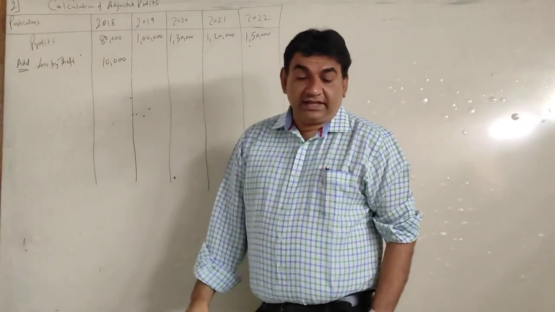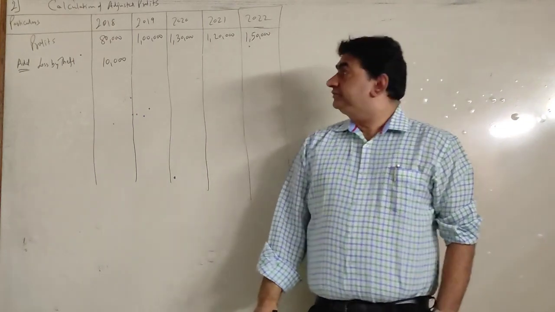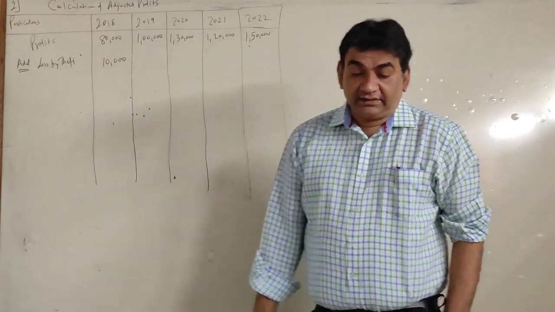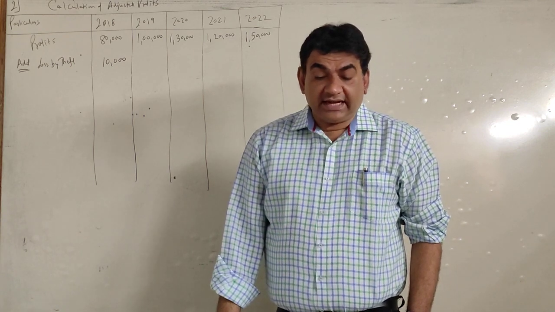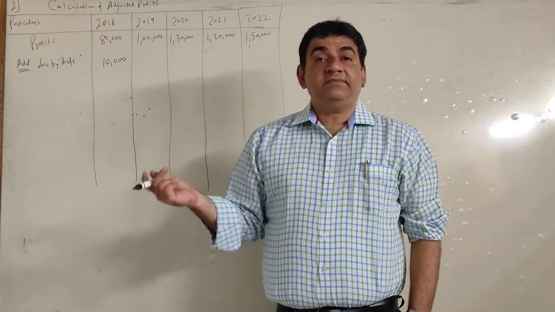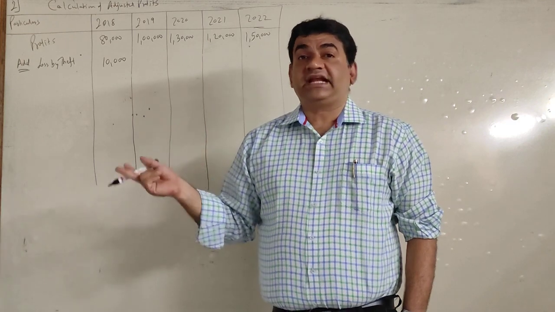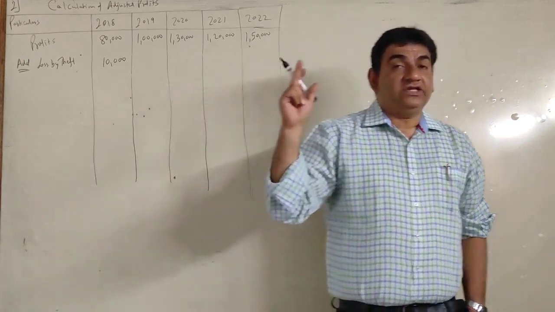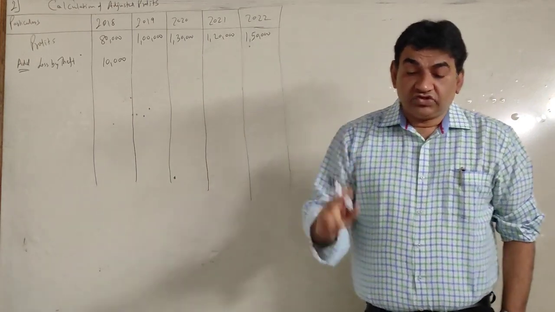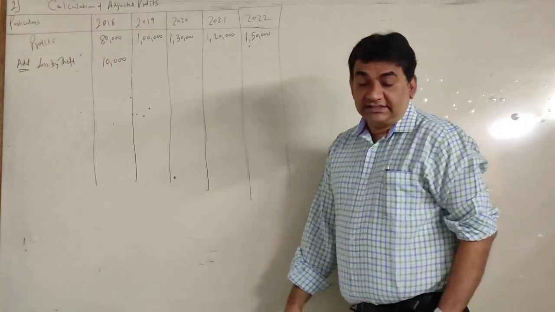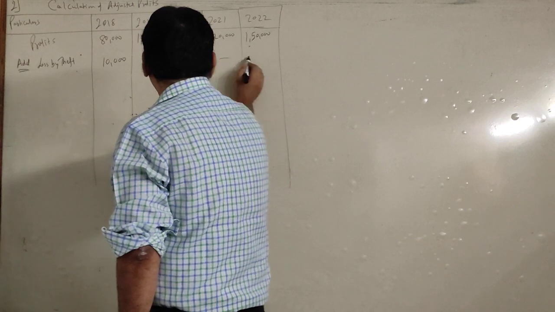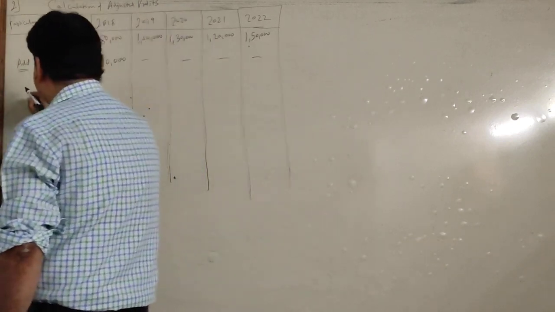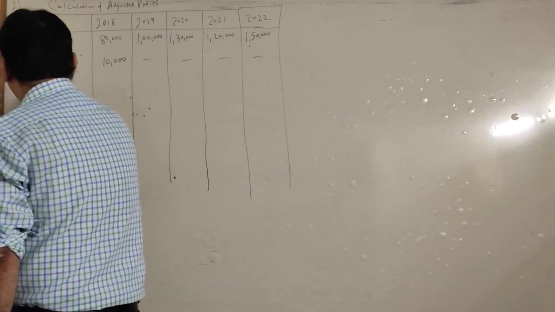Add loss by theft 10,000. Second, 25,000 received from horse racing in 2019. Horse racing income has got nothing to do with your business activity unless and until you are into that business. So 25,000 is horse racing income which is earned in 2019, not a business activity, so remove it.